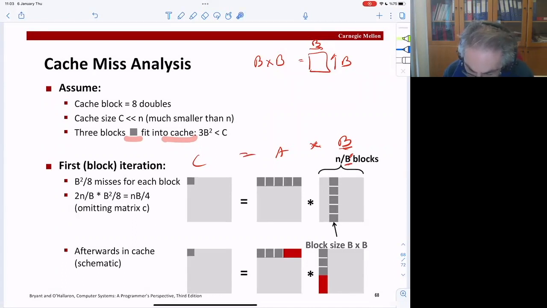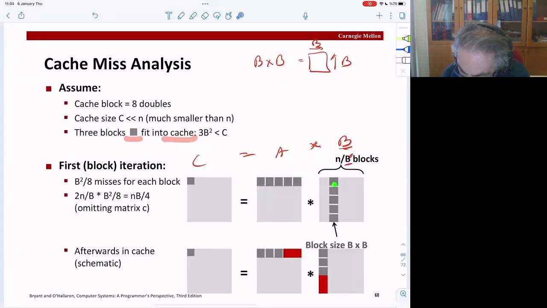So now what do we do? We can see that for each of them, like in here, this is updated only once. So I'm just focusing on A and B here. When I'm accessing this one, how many misses will I have for each block? Well, since my cache block contains 8 doubles, it will be essentially b squared divided by 8 for each block, because I will have b squared items here. If you divide it by 8, that will be the number of misses when I'm accessing this block.